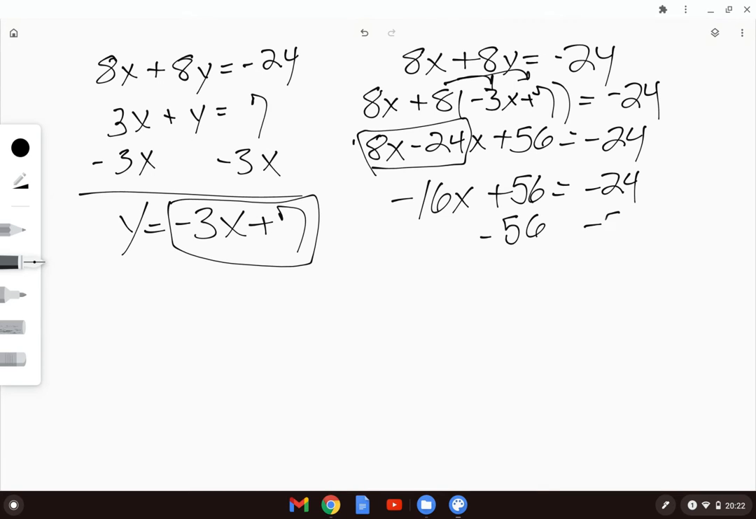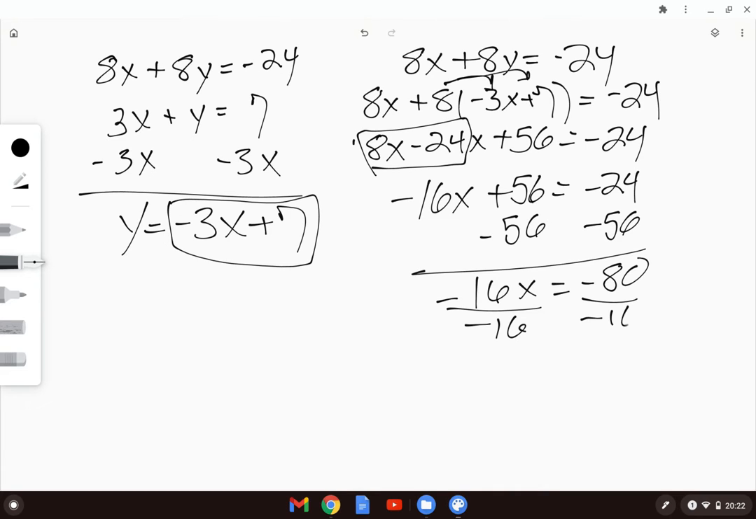Then I'll subtract 56 from both sides. And now I have negative 16x equals negative 80. And then when I divide both sides by negative 16, my answer is x equals 5.